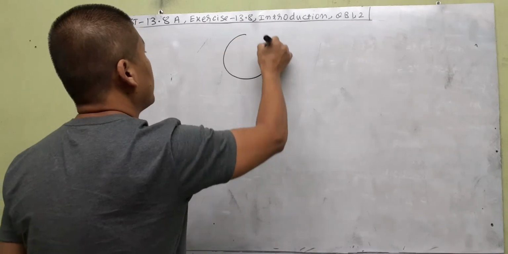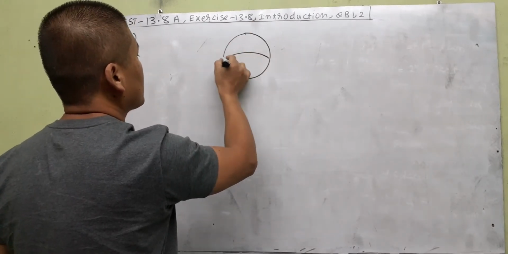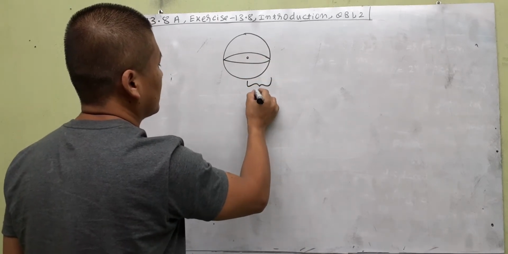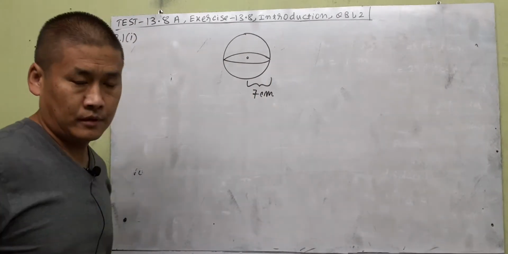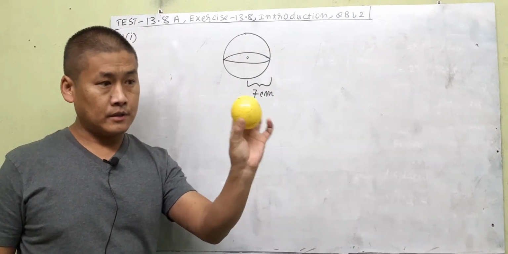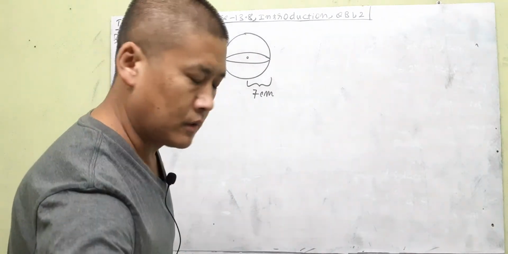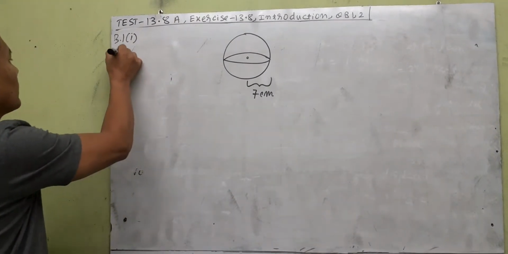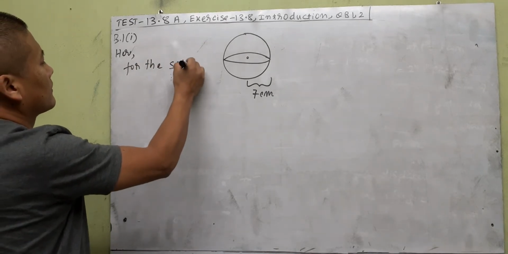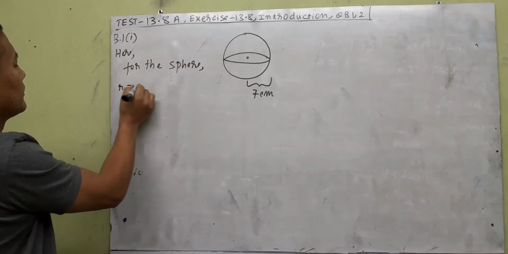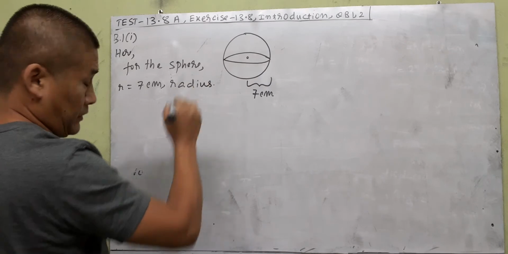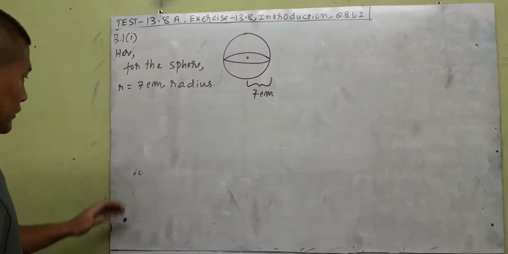So let us say this is a sphere here. As we have said just a moment ago, a sphere is nothing but a ball. So the radius from here to here is 7 centimeters. Here, this ball that I'm holding in my hand is literally a sphere. Ball is a sphere. So for the sphere given to us, r is equal to 7 centimeters is the radius, right? This is the radius. And you have to find the volume.